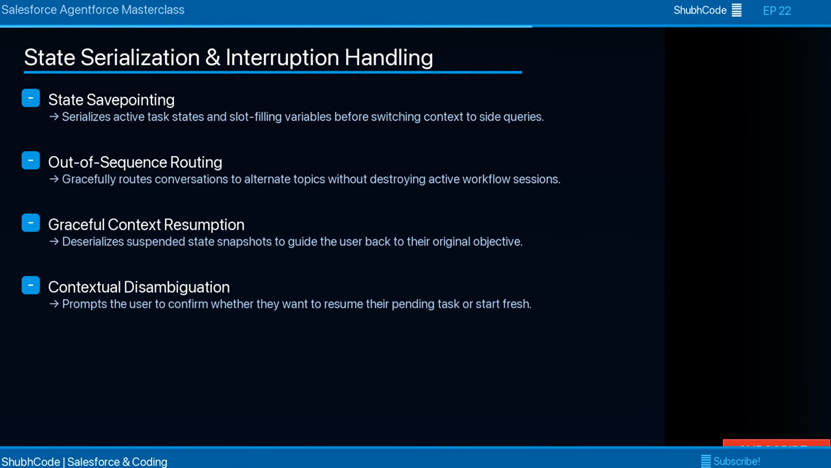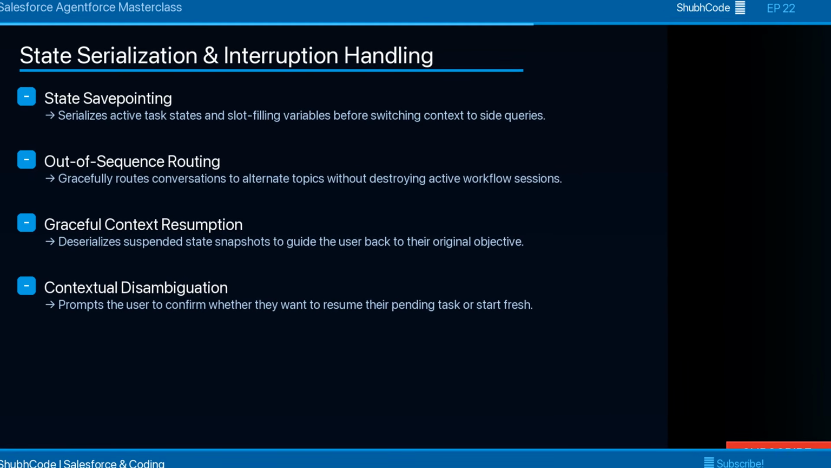In the real world, human conversations are messy and rarely linear. A customer might start asking about return policies, suddenly ask, "By the way, what are your store hours?" and then expect to seamlessly return to the return process. This is known as dialog interruption. Agentforce handles this using serialized state snapshots. When the user goes off topic, the agent preserves the active state of the original task in the background, spins up a temporary context for the side question, resolves it, and then cleanly deserializes the original state to pick up exactly where they left off.